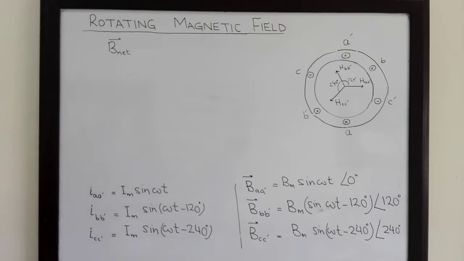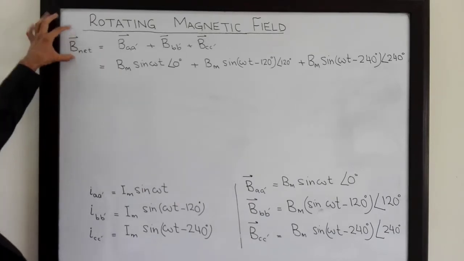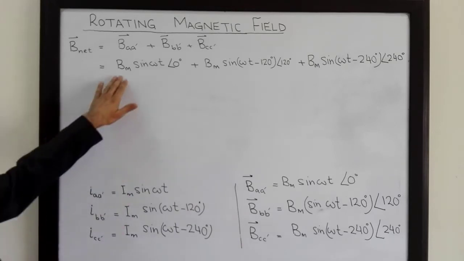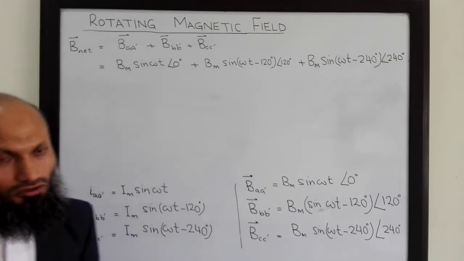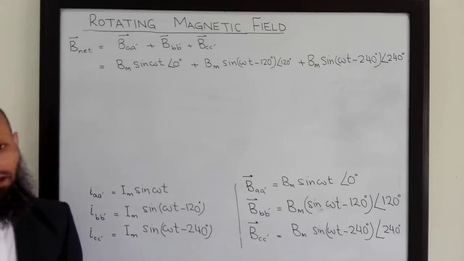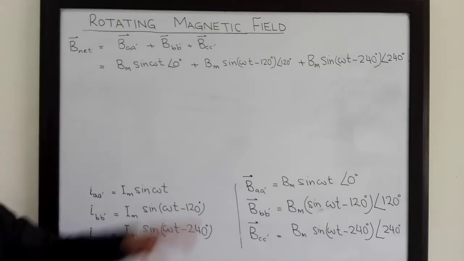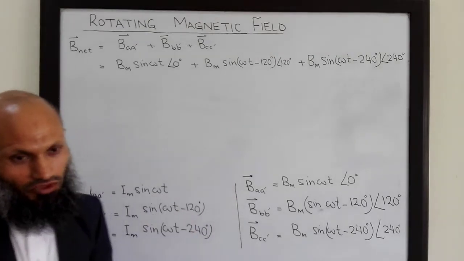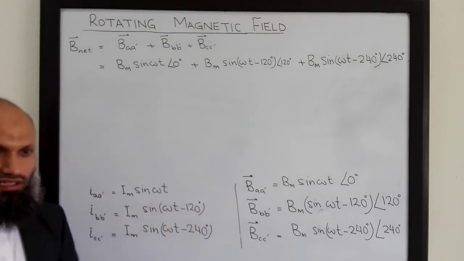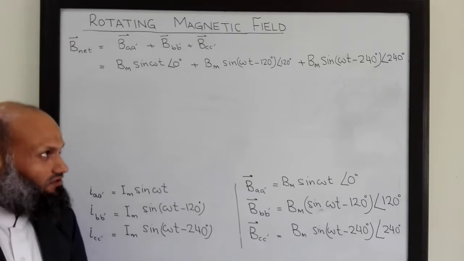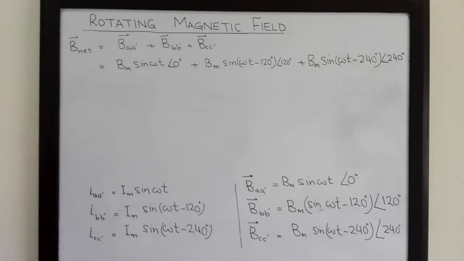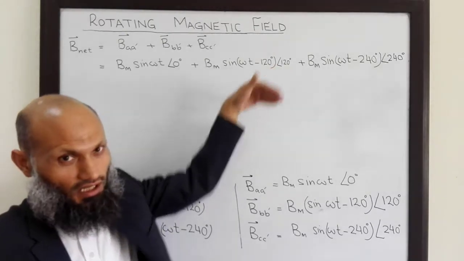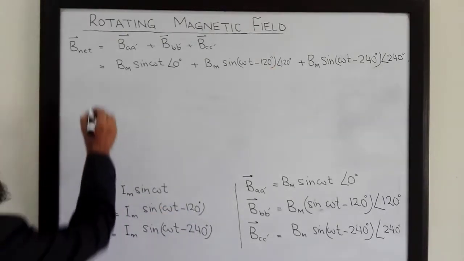So let's do it. Net flux density vector is the sum of all these flux density vectors, which is written over here. So how do you add vectors analytically? You decompose the vectors into horizontal component and vertical component, and then you add up the horizontal components and vertical components to get the resultant vector. So let's decompose all these vectors into horizontal and vertical components.